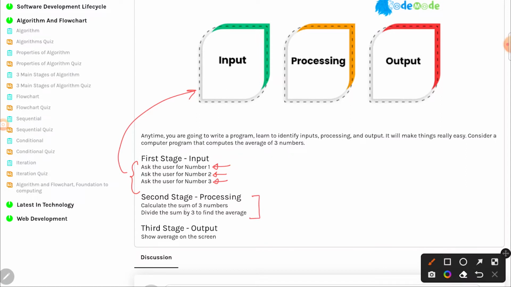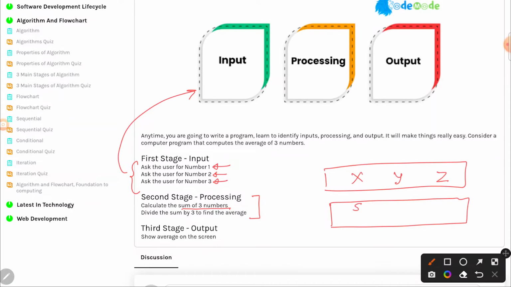Number 1, we need to calculate the sum of the 3 numbers, right? In order to find the average, let's say there are 3 numbers x, y, and z. We got these 3 numbers as an input. In the processing stage, we'll take a variable s, which stands for sum, and we'll say s equals x plus y plus z, and then we will also say average a equals s divided by 3. These 2 are our main steps of finding the average of 3 numbers. And finally, the last one, which we refer to as output, we will give a back to the screen or back to the user.